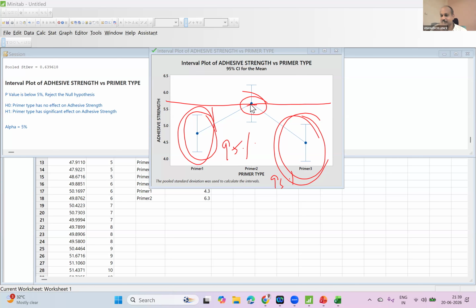Do you understand or not? 5% of the time, yes, you see a different result. But 95% of the time, you see what? Primer 2 giving a better adhesive strength. So I am at least 95% confident, and now I am proceeding with primer 2, finalizing primer 2. Are you with me, all of you? Yes, sir. That's all. That means you have become a master of ANOVA now. It's called one-way ANOVA.